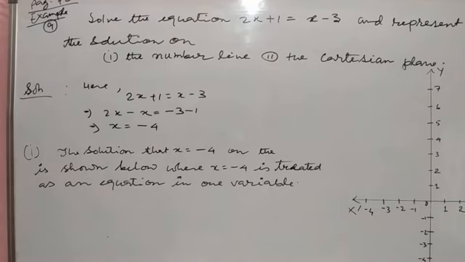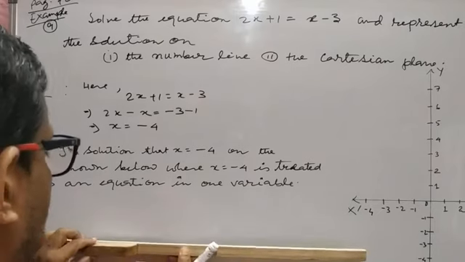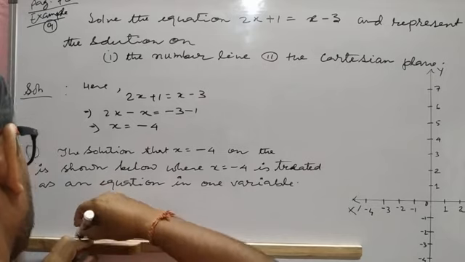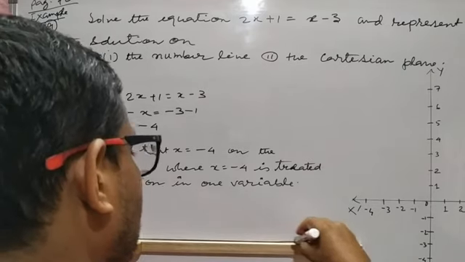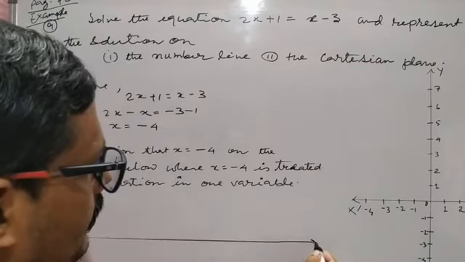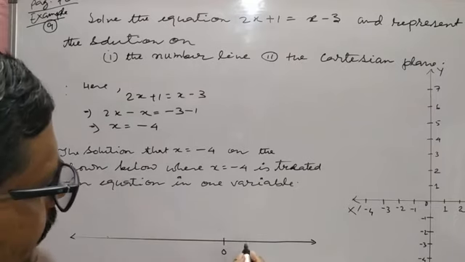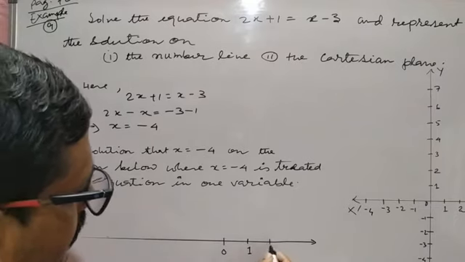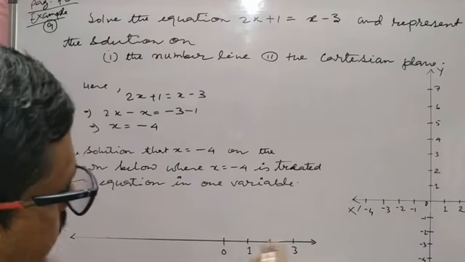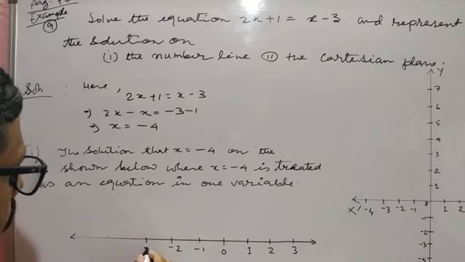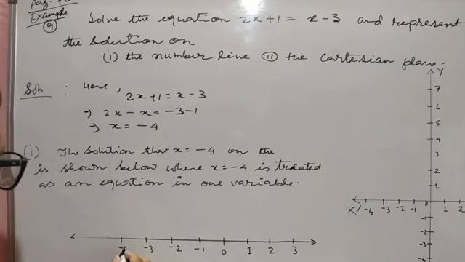Now on the number line we can show this like this. This is the number line. Suppose this is 0, this is 1, this is 2, this is 3 and so on. This is minus 1, this is minus 2, this is minus 3, this is minus 4, this is minus 5. This is the number line.